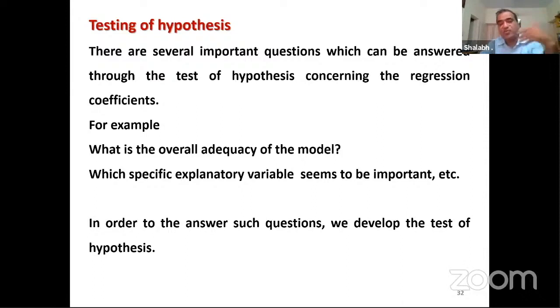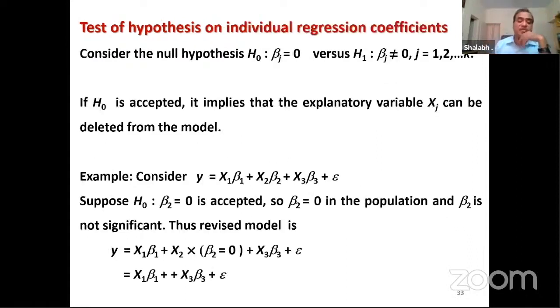So we try to conduct the test of hypothesis, and it will give you different types of information. You can judge whether the obtained model is good or bad, and whether the variables you have considered are really good or bad. So how to conduct this test of hypothesis? For example, suppose I want to test the null hypothesis H naught: beta j equals 0. I'm assuming here that you have a fair idea of testing of hypothesis. And the alternative H1: beta j is not equal to 0.